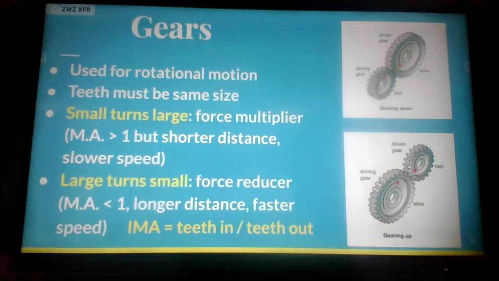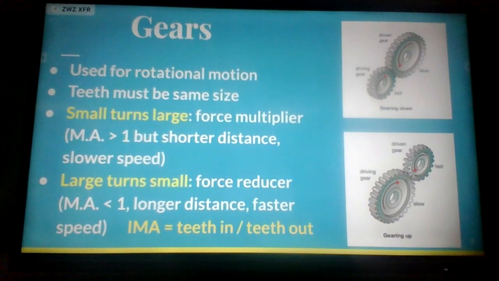Now look at the bottom picture. When the larger gear turns the smaller gear, we have a force reducer. The MA is going to be less than 1. For 1 complete rotation of the large gear, depending on the ratio of the sizes, maybe 2, 3, or 4 rotations of the smaller gear, that's going to reduce the mechanical advantage.